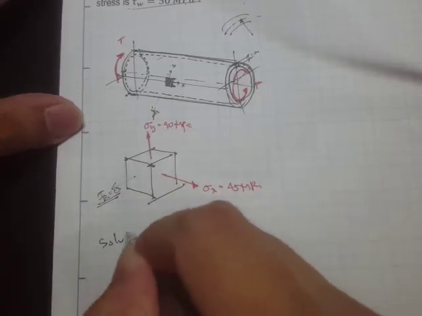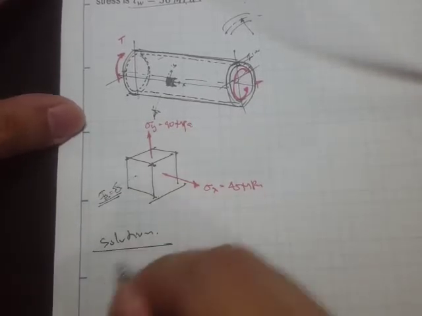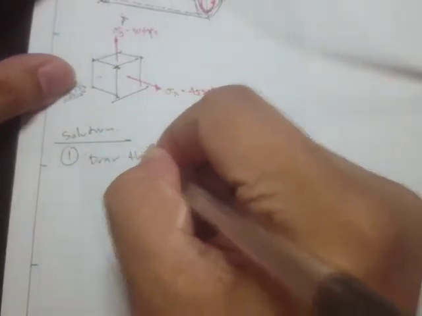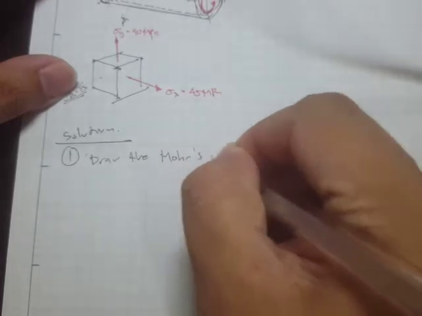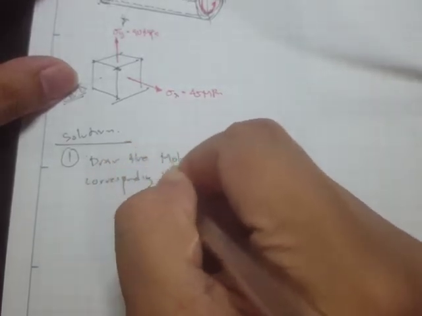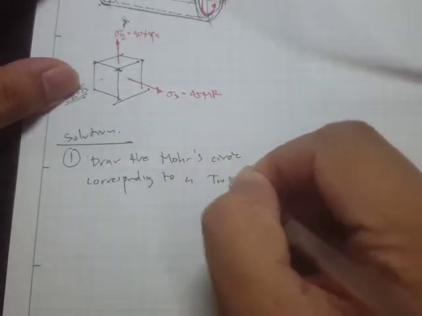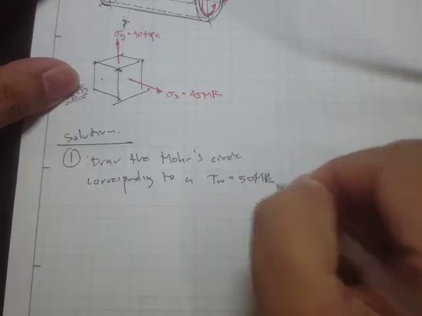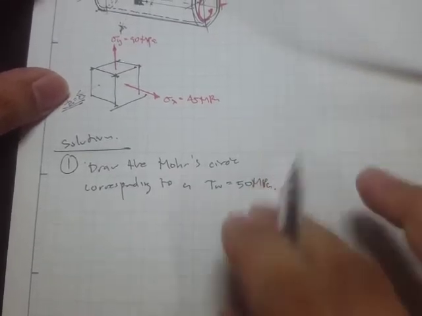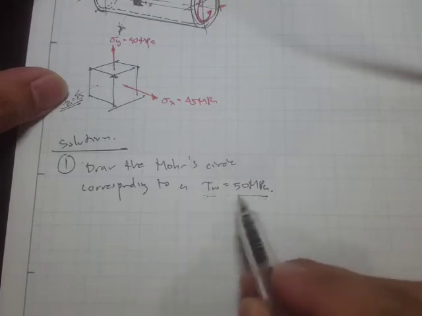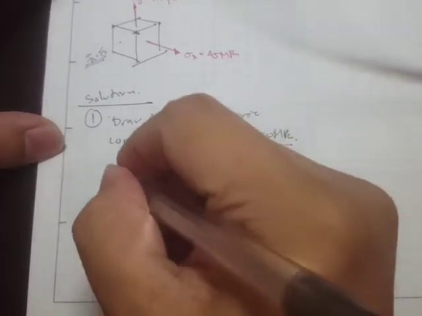Okay, so for the solution, the first step is to draw the Mohr circle corresponding to a shear stress, allowable, or the working shear stress of 50 megapascals. Okay, so again, this is not this. This is something like the absolute shear. So if we draw the circle, it will look something like this.